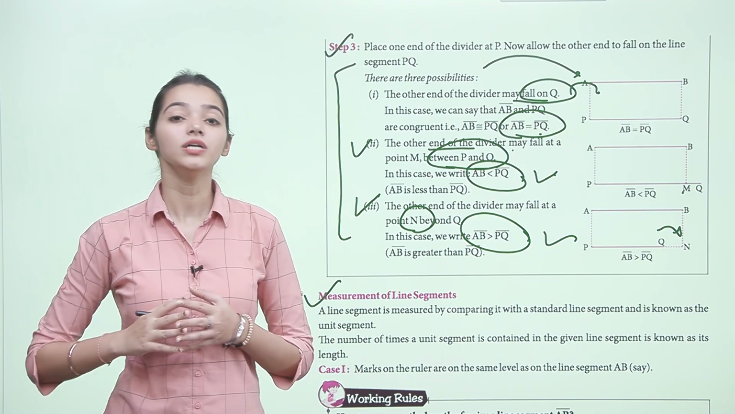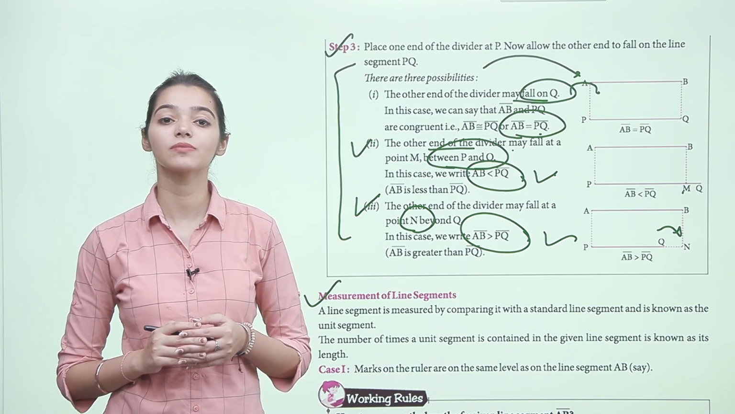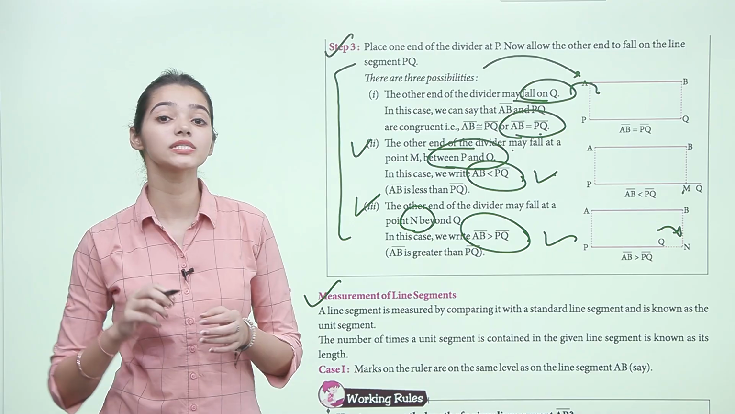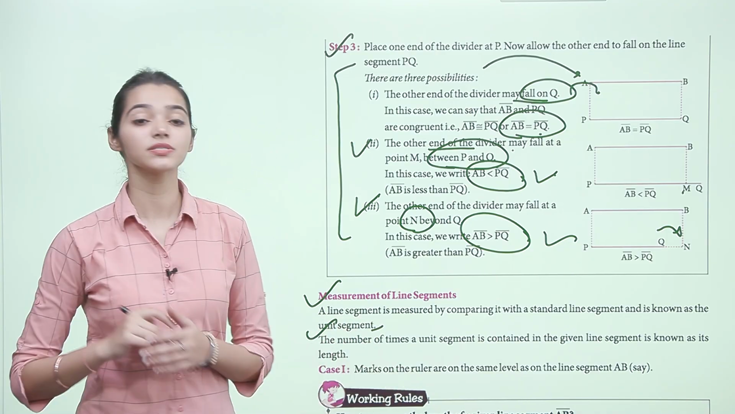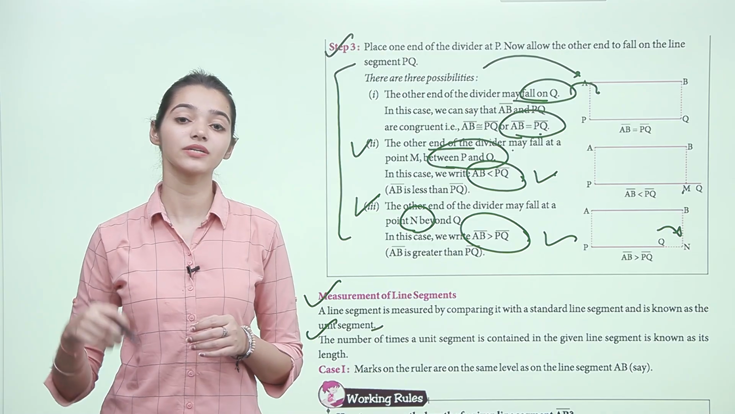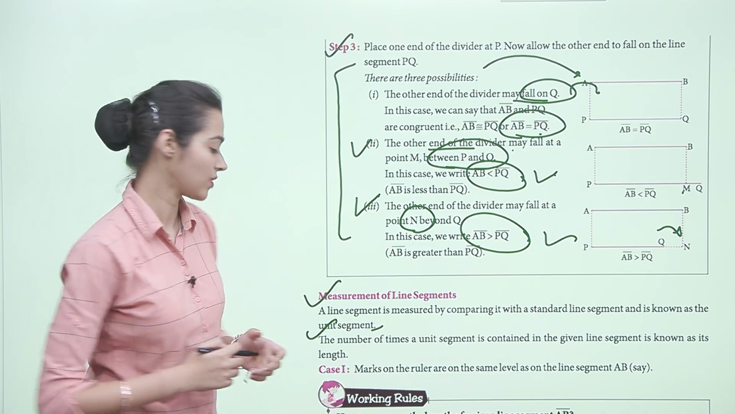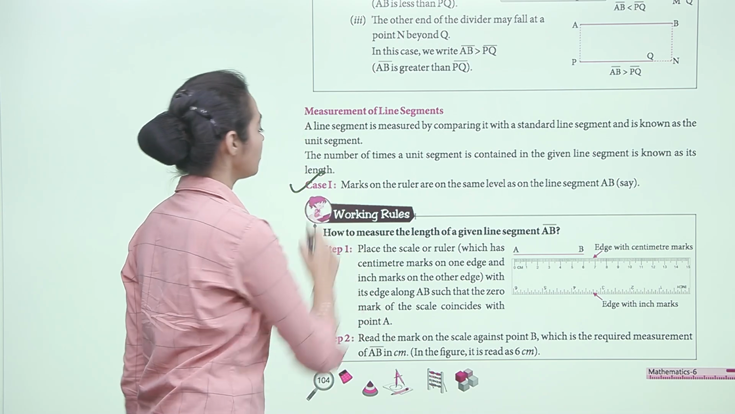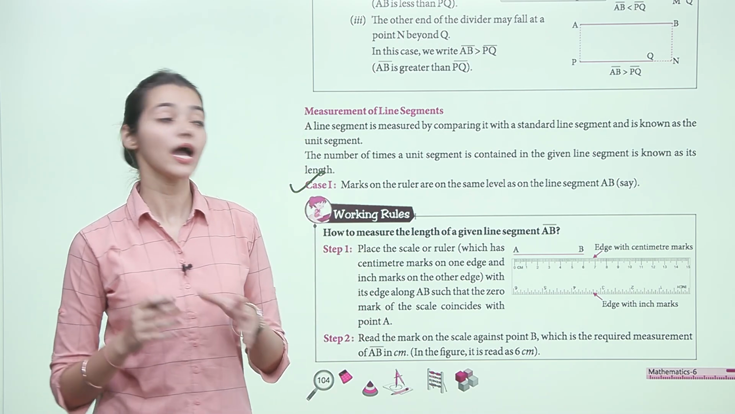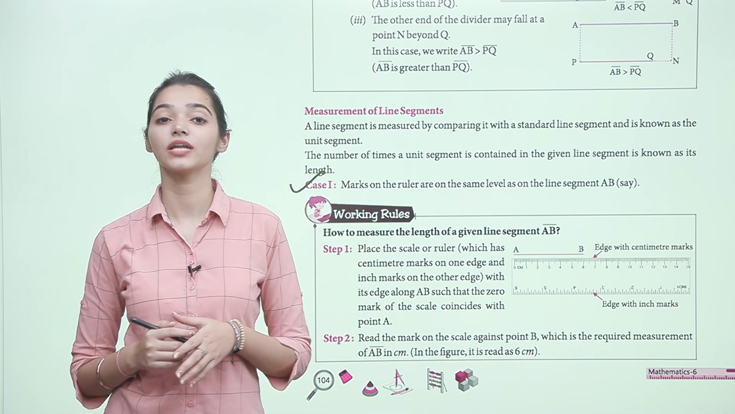Now, measurement of a line segment. How can we measure a line segment? It can be measured by comparing it with a standard line segment, which is known as a unit segment, and the number of times a unit segment is contained in the given line segment is known as its length. For example, in case 1, the marks on the ruler are on the same level as the line segment PQ.